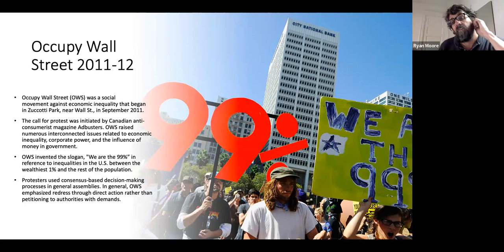This is what made it a very effective slogan: it encapsulated the way that the world had been dividing along these class lines, and tried to form an enormous democratic coalition of the 99% in opposition to the increasing wealth and power of the 1%. Again, protesters are using consensus-based decision-making processes in these massive general assemblies that would form in the streets in New York and in Zuccotti Park.